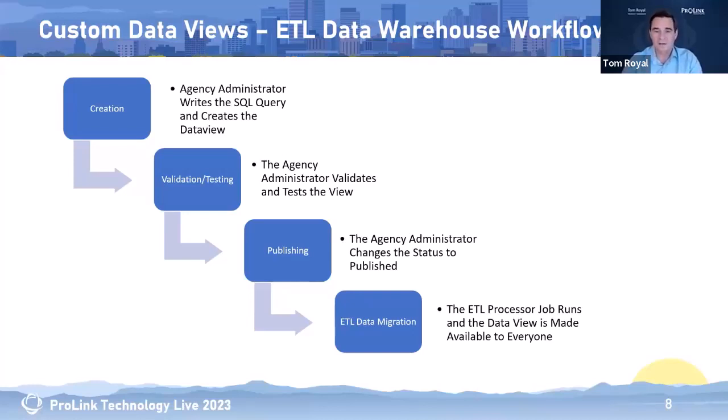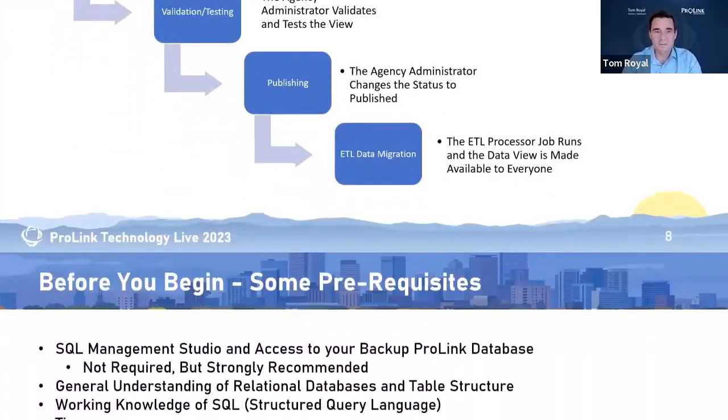So you're going to work in that draft status until you're confident that everything's in good shape, and then you're going to publish that. Once it's published, it's basically going to be available to everyone. With an ETL data warehouse workflow, that happens once the job runs. So when you publish it, it's not going to show up for everyone until the ETL processor job runs and copies all that data over to the ETL database. Then everybody in your system can see that data view and start running it. Again, that's a high-level workflow, and we're going to go into more specifics throughout this presentation.